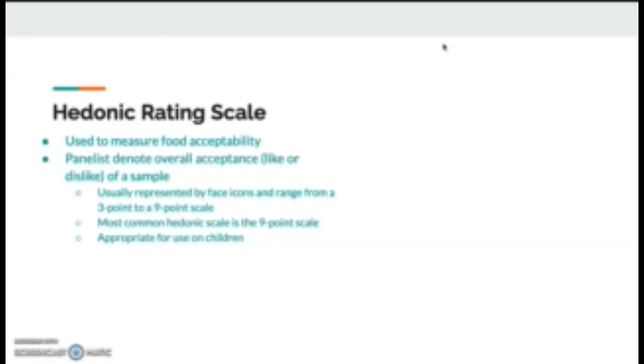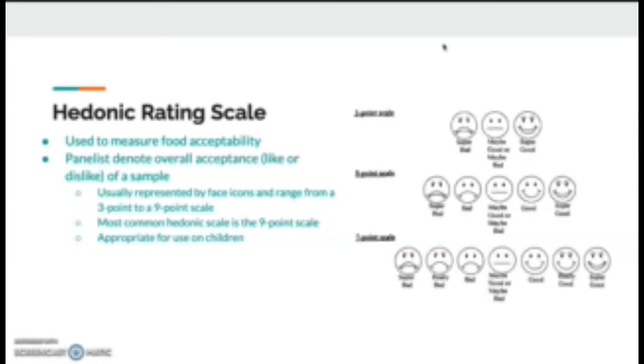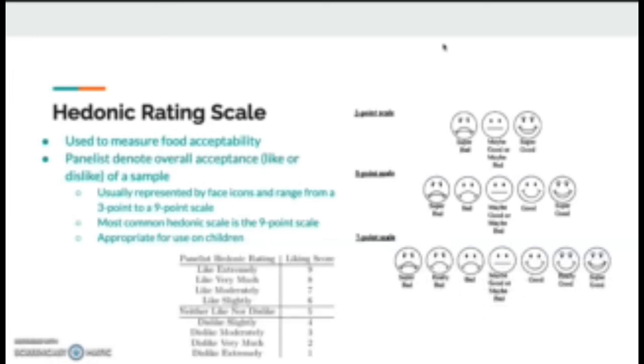This type of method is appropriate for use on children. The examples provided display hedonic scales, one that would be used with children and the other with adults. Paired preference is used to determine a panelist's preference between 2 samples or whether there is any preference. Panelists are to compare 2 products and choose the one they prefer. This is a useful method of testing consumer acceptability of new products.